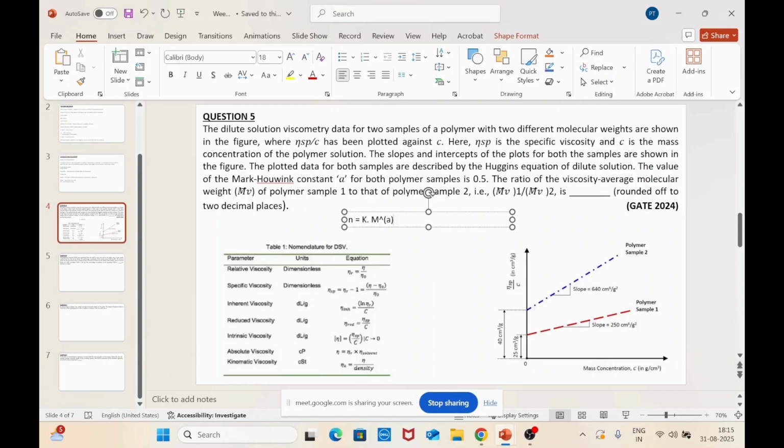Intrinsic viscosity is k times M to the power a, where M is the molar mass of the polymer and k is a specific constant for a polymer, for a particular polymer solvent system. Yes, is it correct or no, or am I missing something?